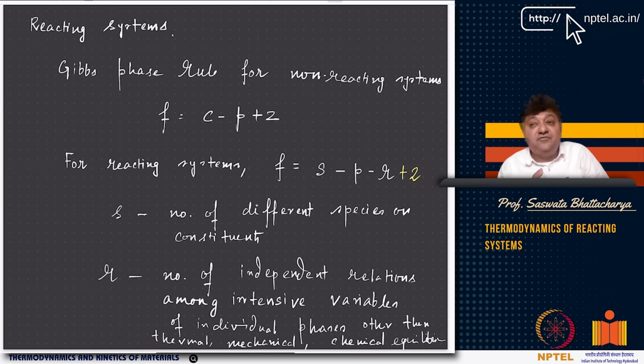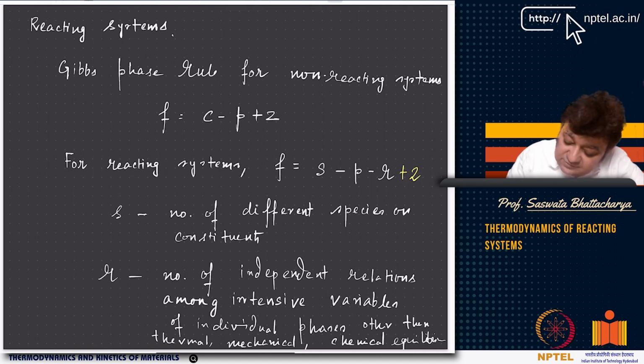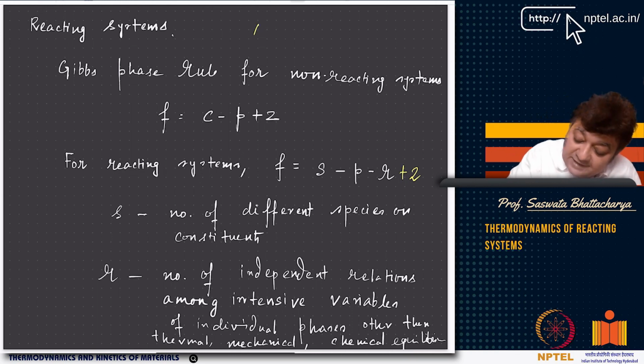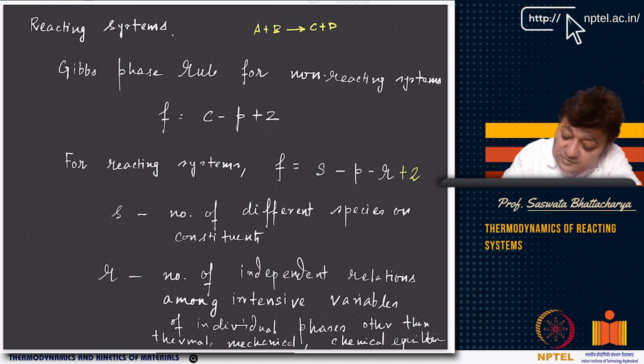Now, so far we have been looking at non-reacting multi-phase, multi-component systems. For non-reacting systems, you have the Gibbs phase rule. If you include the pressure also, say you are including a gas phase, then your degrees of freedom is C, the number of components, minus the number of phases plus 2. However, when you have a reacting system, you have to look at the species, because you have reactants and products. So for example, you have this type of reaction, A plus B gives you C plus D. This is an example.